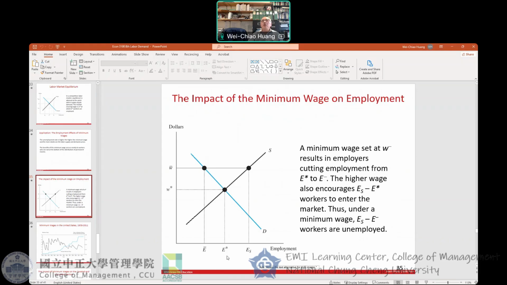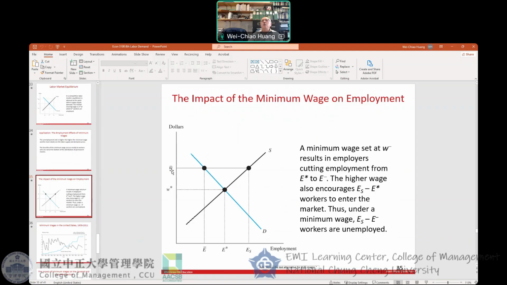But if a minimum wage is imposed, that means the firm has to pay at least this wage, W bar, which is of course greater than W star, the equilibrium wage it would otherwise be. The market is thrown out of equilibrium. This is going to be a distortion. This is going to be disequilibrium.